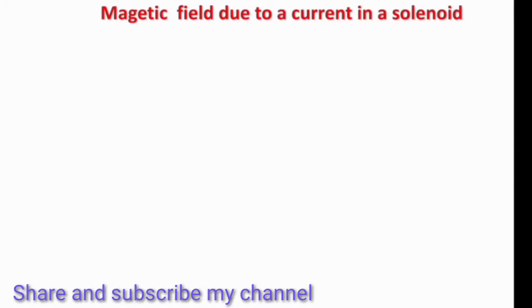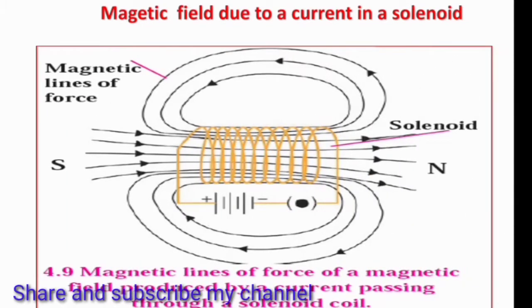Magnetic field due to current in a solenoid. When a copper wire with a resistive coating is wound in a chain of loops, it is called a solenoid. Whenever an electric current passes through a solenoid, magnetic lines of force are produced in a pattern as shown in the figure. You are aware of the magnetic lines of force of a bar magnet. The properties of the magnetic field of a solenoid are similar to the magnetic field produced by a bar magnet.